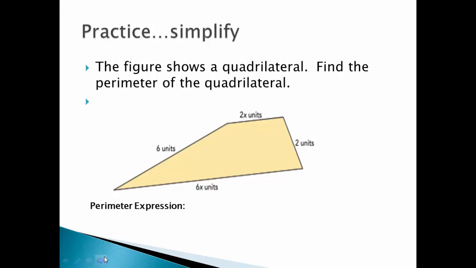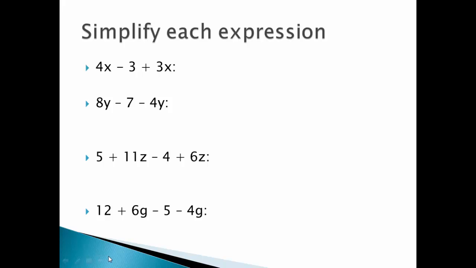Now it's your turn to practice. The figure shows a quadrilateral. Find the perimeter of the quadrilateral. If you have to, back the video up and see how I did the parallelogram, how I wrote the perimeter expression, and how I simplified it, how I collected the like terms. Here are some other simplifying expressions. Please remember to collect the terms and rewrite them.